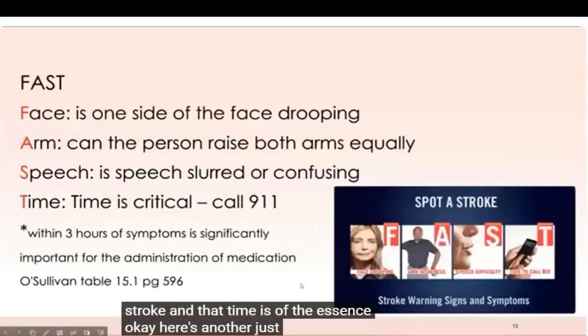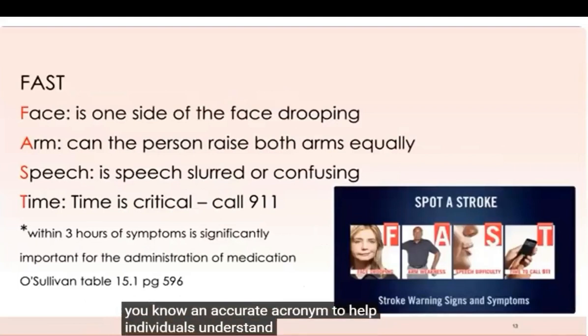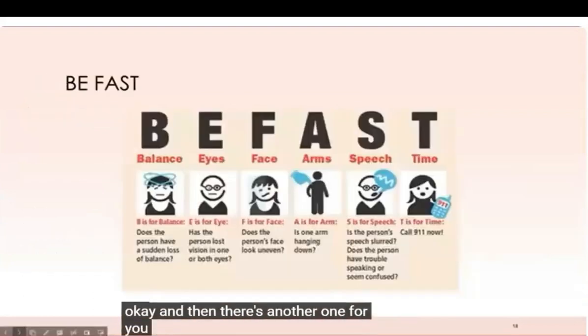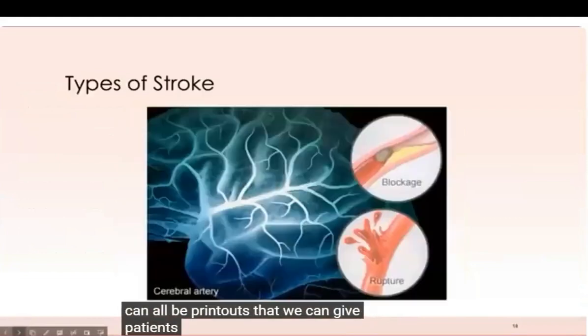Okay, here's another slide showing an accurate acronym to help individuals understand that it's really critical because within 3 hours of symptoms, they can get treated and maybe restore that blood flow and prevent damage in that area that's lacking blood flow. And then there's another one for you. So these are all really nice. These can all be printouts that we can give patients.